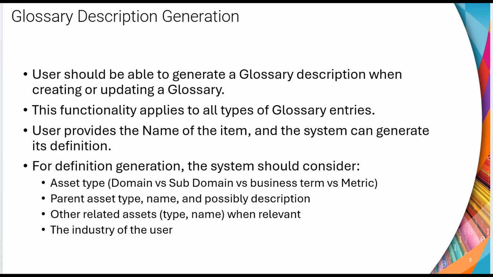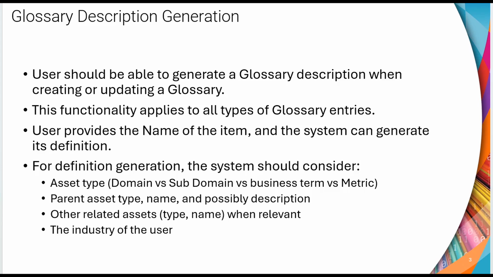When a user is creating a glossary and wants to add descriptions using AI, this feature has been added as part of this release, where users can generate an AI description based on generic industry norms. This functionality currently applies to all the glossary entries: domain, subdomain, business term, and metric. The user needs to create or update the name, and the system can generate the definition or the description based on the name provided.